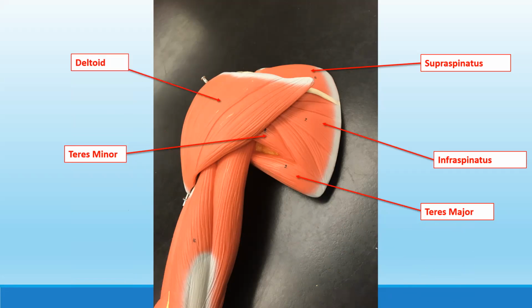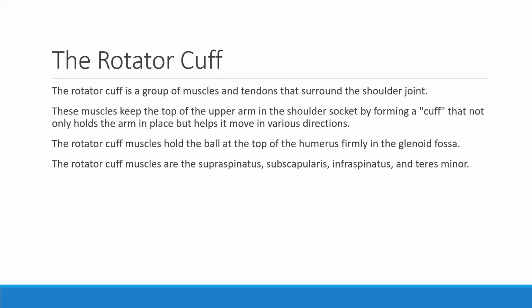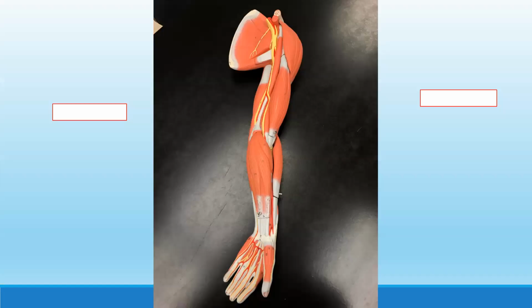This is the deltoid muscle. The rotator cuff forms a cuff, a socket if you will, to hold the head of the humerus into the glenoid cavity. It allows the arm to move in all directions. It gives us great range of motion and flexibility. And these four muscles work together: the supraspinatus, the infraspinatus, the teres minor, and the subscapularis, located in the subscapular fossa of the scapula.